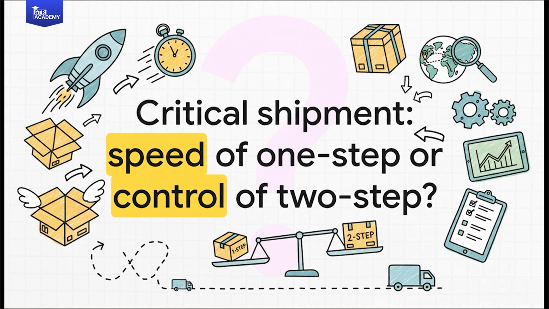Which leads me to a final question for you to think about. Imagine you're shipping a really high-value, critical component across the country. Would you choose the speed of the one-step and just accept the risk of it teleporting in the system? Or is the control and accountability of tracking it every step of the way in transit just completely non-negotiable? Your answer to that really gets to the heart of why this whole structured process is so important.